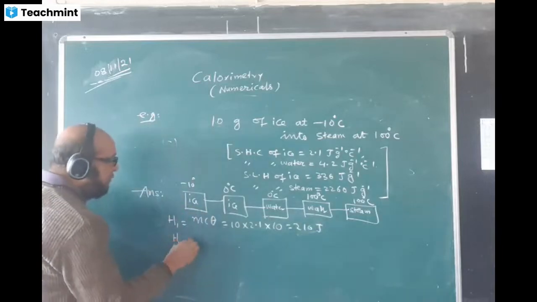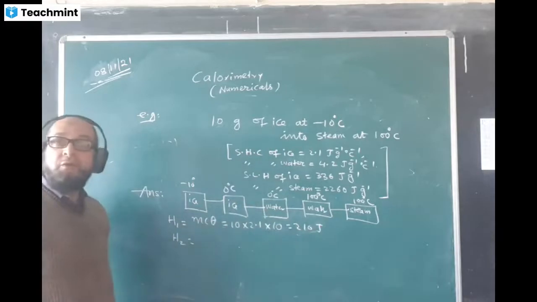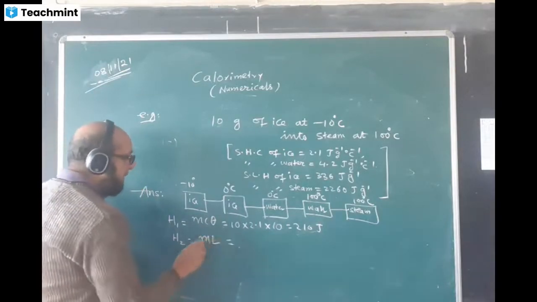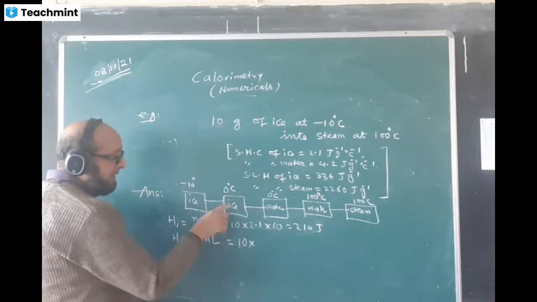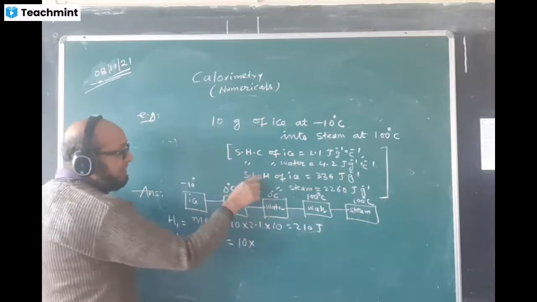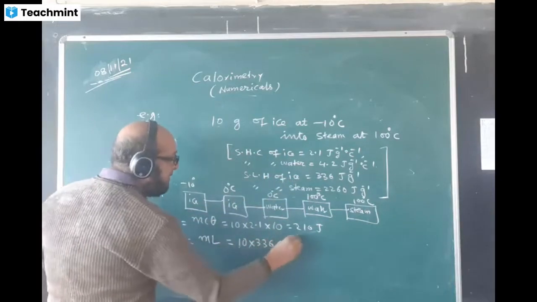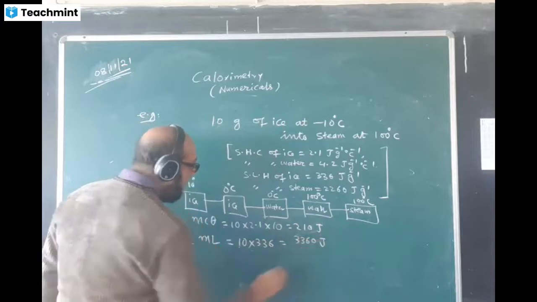Now I'll do H2. This is the second part of heat. What formula to use, MC theta or ML? ML, change of state. Mass is 10. What is the latent heat of ice? This is ice, and ice is changing into water. What is the value given? 336. The answer will come 3360 joule.